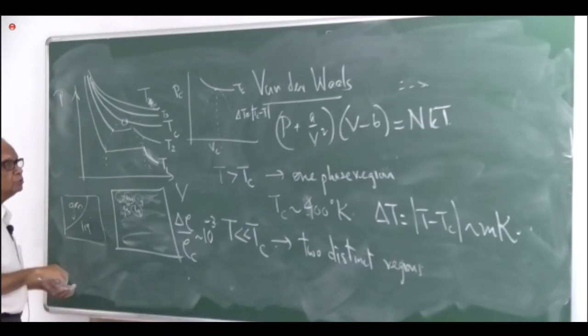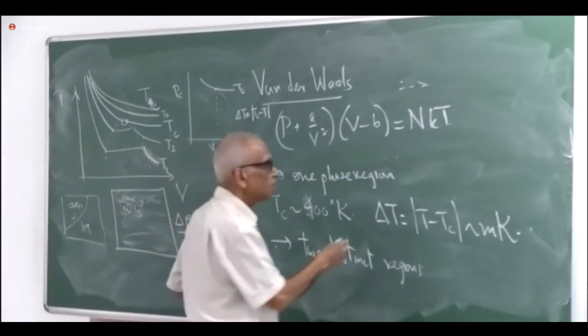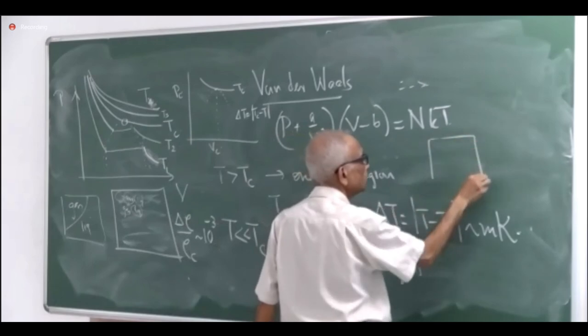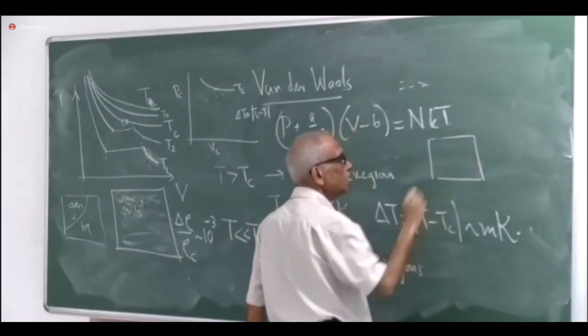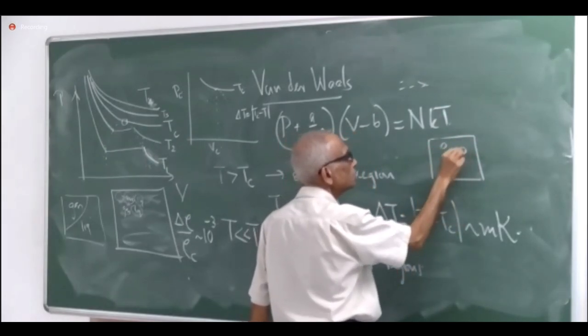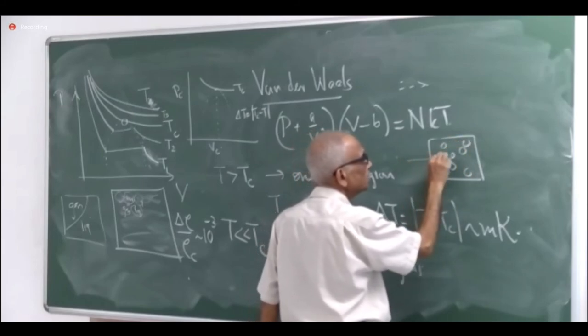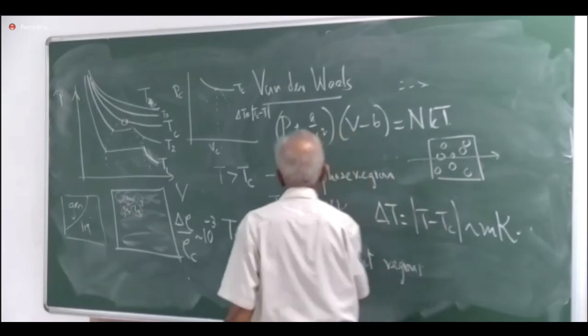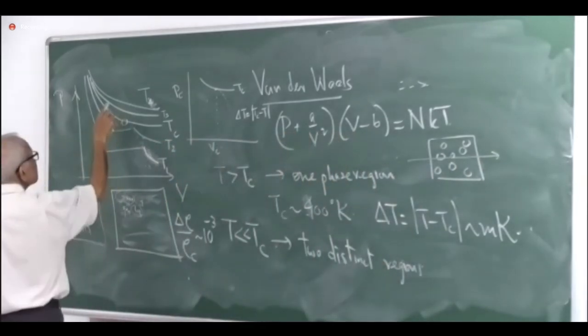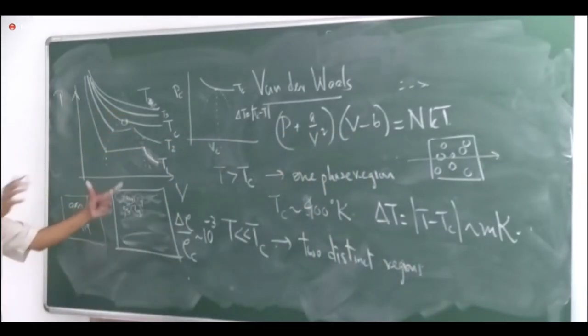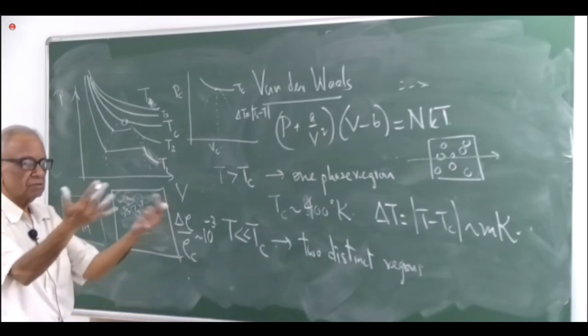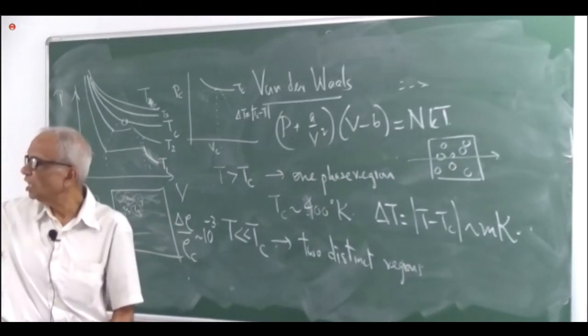And how do you test it? Well, what you do to test it is that you pass light through it. When it is a clear-cut gas, let's say over here, the light just passes through. So here is this gas over here. I have a room like this. I shine light over there.